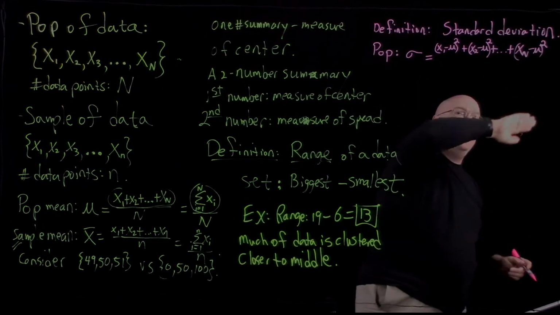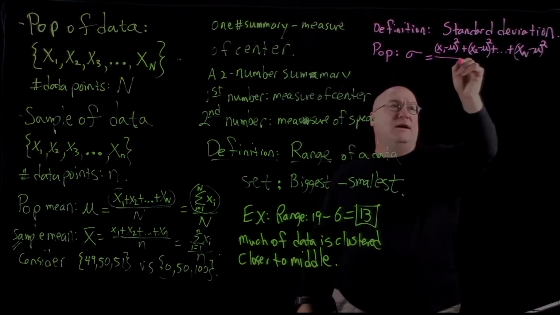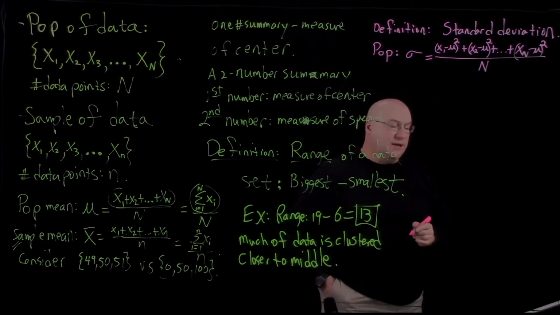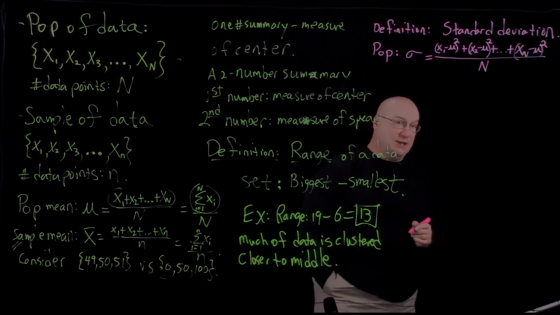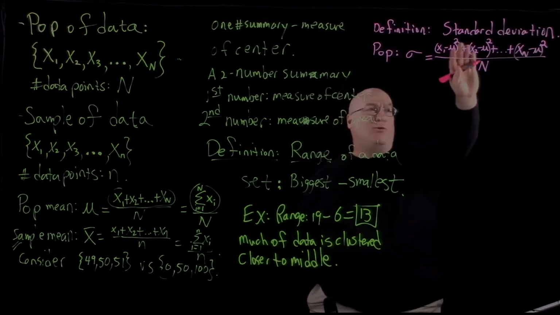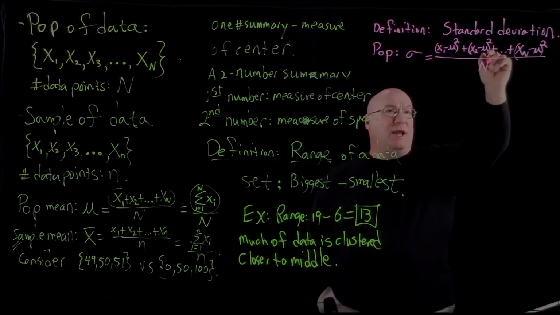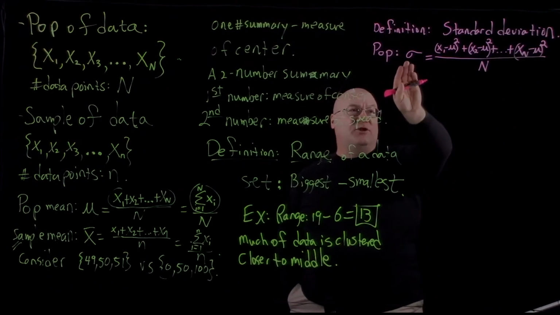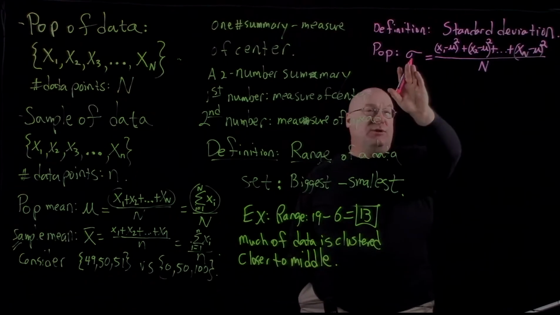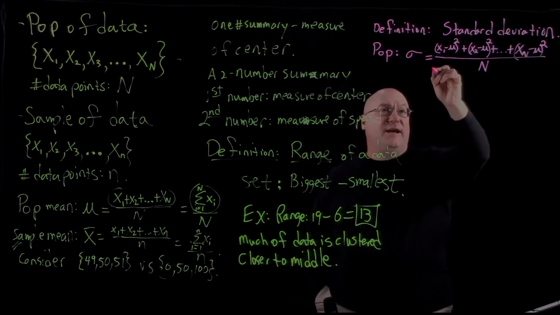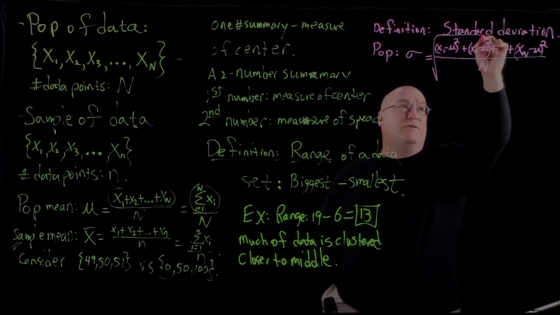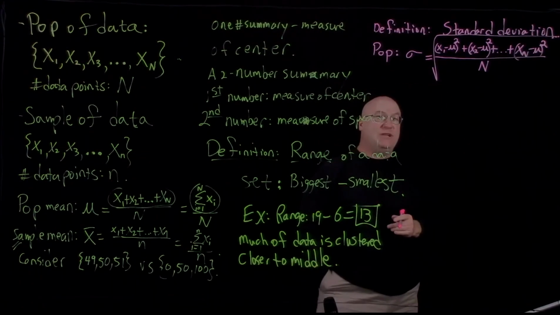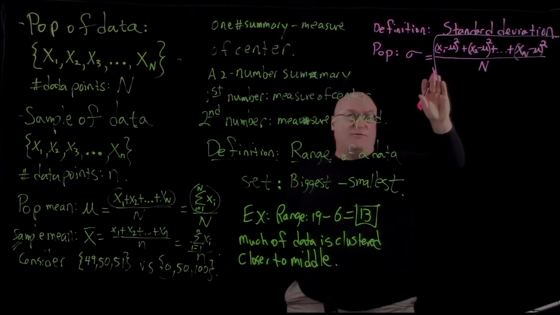I'm adding them all up. I'm going to get the average of that. I'm going to divide by the number of data points in the population. And all these squares, now what I need to do is to get a true measure of the spread. Actually, in terms of the units that I might have for measuring the data, I need to take the square root of the whole thing. All right, so the population standard deviation is given by that formula.